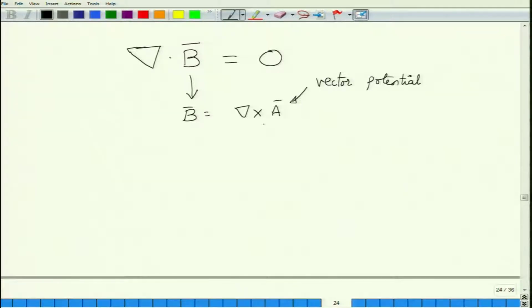Of course, we will shortly develop the equation that will allow us to calculate A from the current distribution J that is known throughout the space. Okay. How do we do that? First, let us look at the other Maxwell equation that we have, which is Ampere's law.